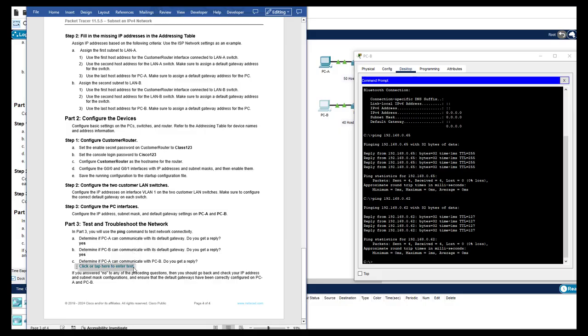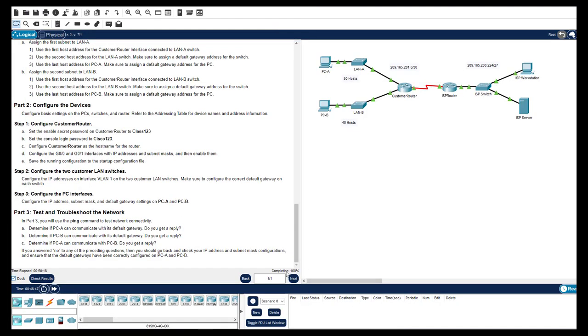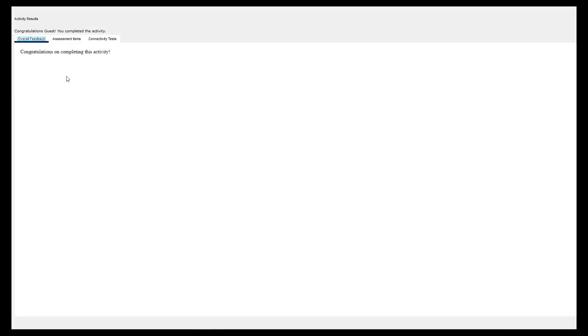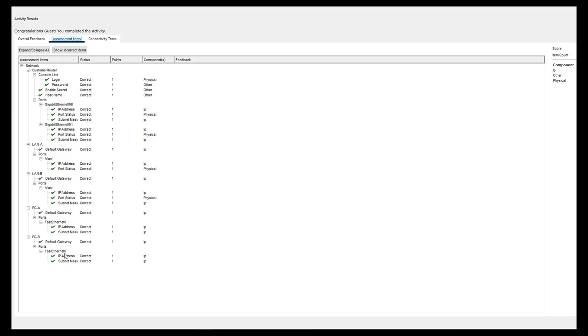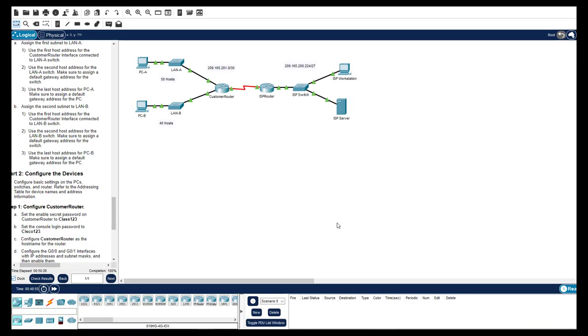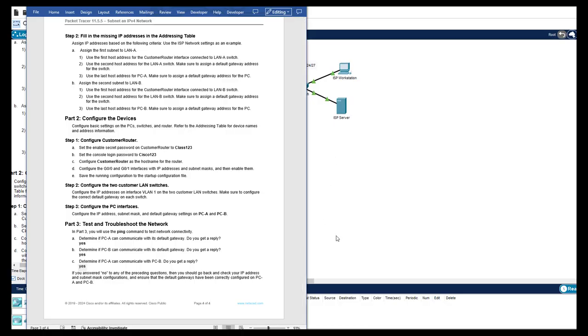If they're not yeses, go back and check all of your IP and subnet mask configurations, default gateways. Also, you should see 100% completion. If not, hit the check results button and look at the assessment items and look for red X's. Once you're done with everything, make sure you save it. Thank you.